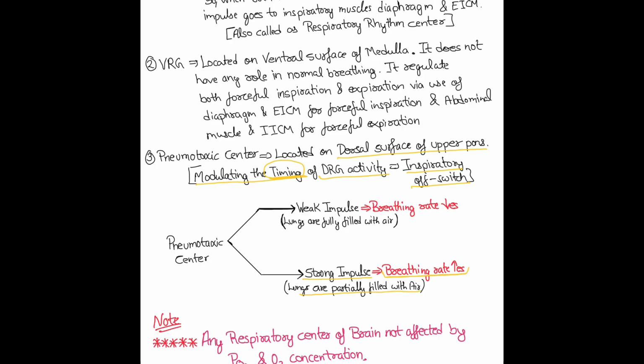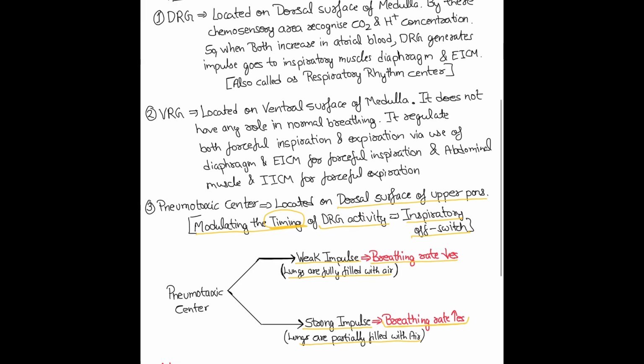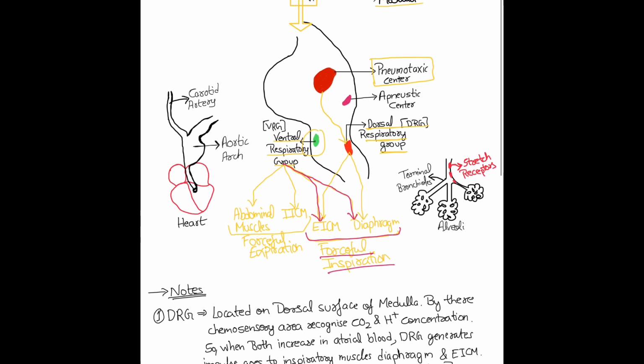So if the pneumotaxic center has a weak impulse, then the breathing rate decreases. Weak impulse means the DRG stops not after 2 seconds. Assume after 4 or 5 seconds it stops its inspiration and then expiration will start. So at that time the lungs are fully filled with air and the breathing rate also decreases, meaning you are not breathing fast. You are taking a deep inspiration. So that's all about the pneumotaxic center.